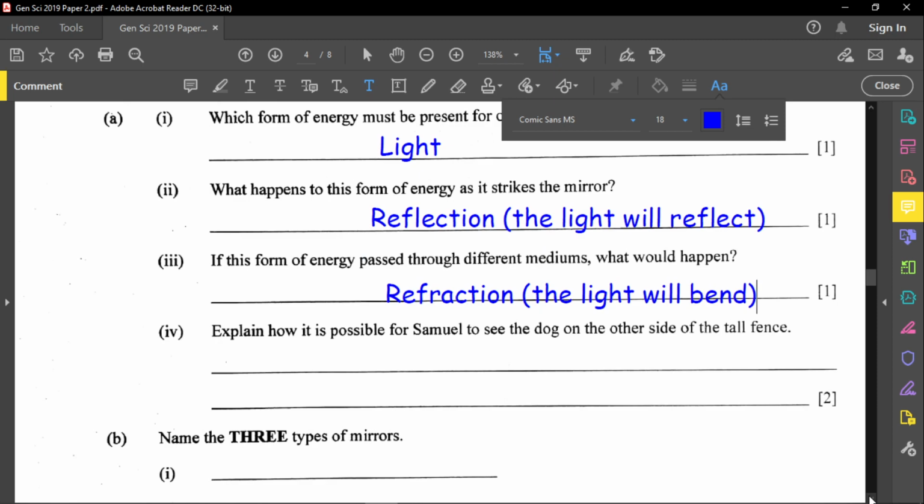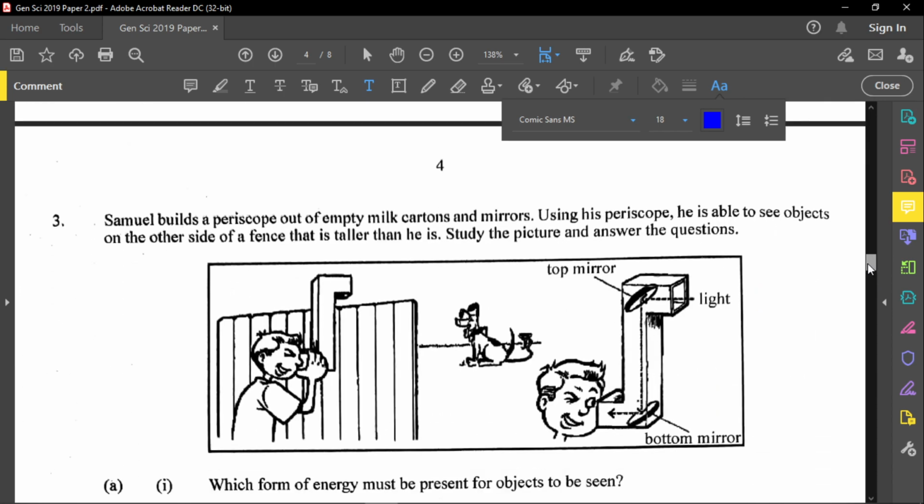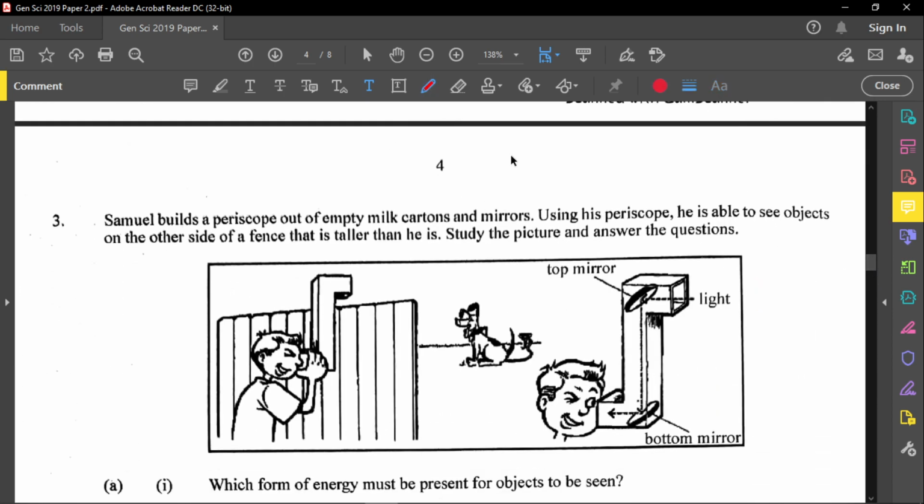Now it says explain how it is possible for Samuel to see the dog on the other side of the tall fence. I'm going to show you the demonstration right here of what is happening. If you notice, the light from the dog will hit the mirror right here. It goes in, and then from that point it will go down to the second mirror, and then into his eyes. So we're going to explain that concept that is happening on this diagram.